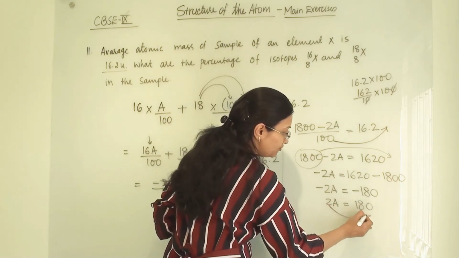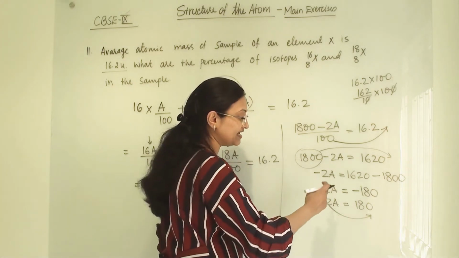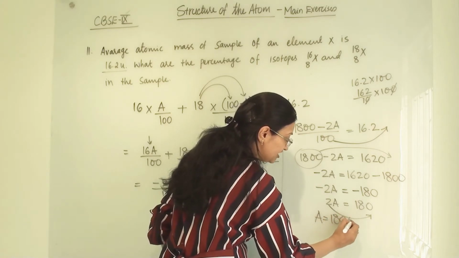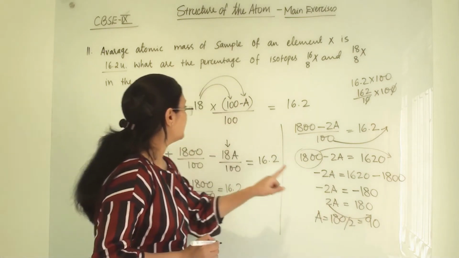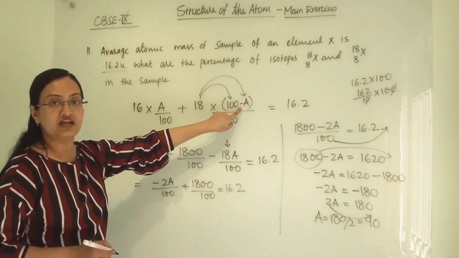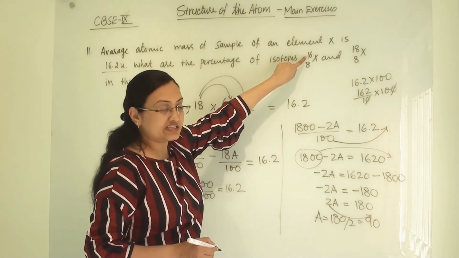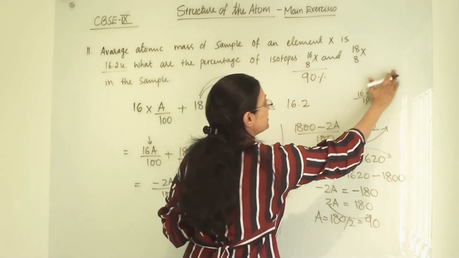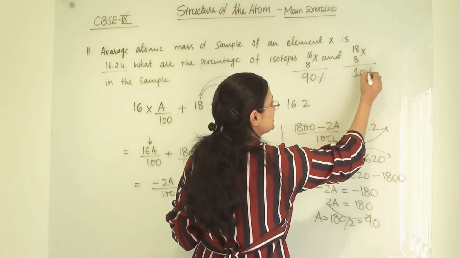Now this 2 we can take towards this side and it is in multiplication. So when we change the side, it will go in the denominator. So A equals 180 divided by 2 equals 90. So A is 90. So 100 minus 90 we will get here 10. So for this sample whose mass is 16, the percentage of this is 90%. And here whose mass is 18, its percentage is 10%.